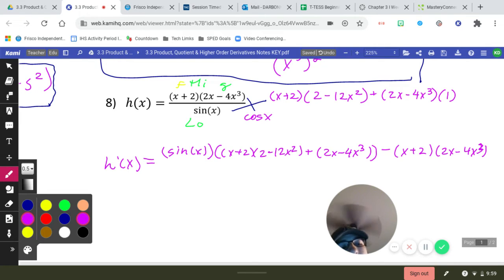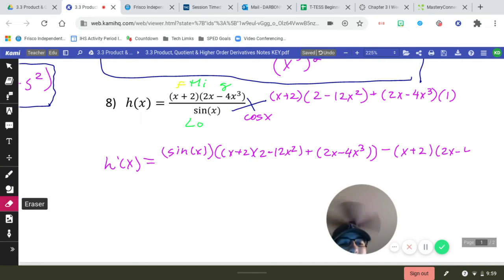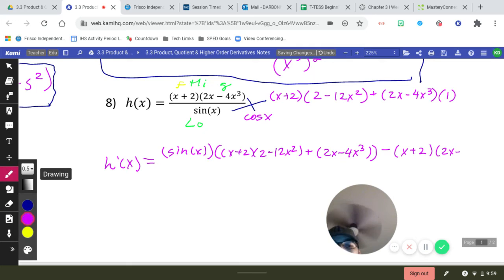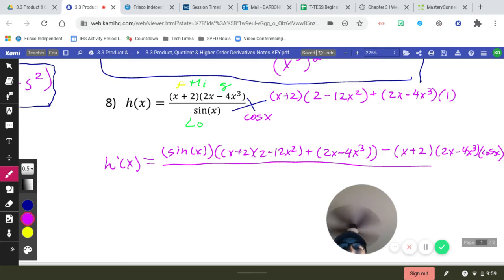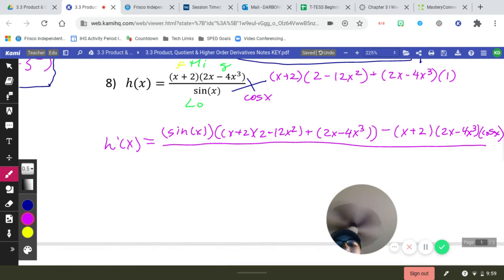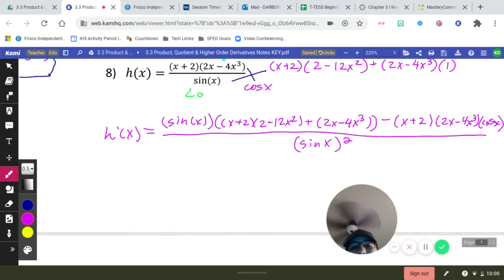I'm running out of room. We're going to erase because I wrote too big. And times derivative of low, all over low squared. So all over sine of x squared. Okay, that one's pretty messy.